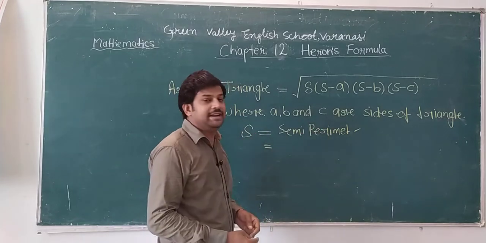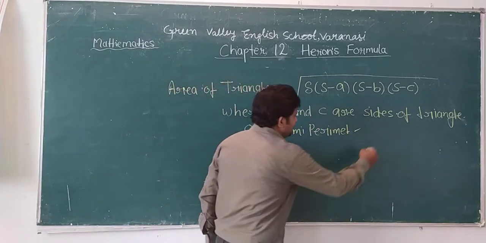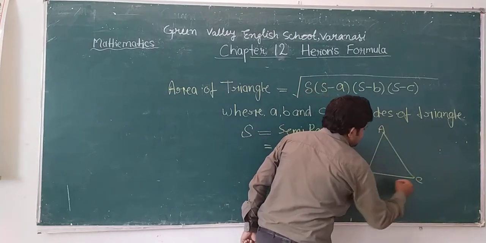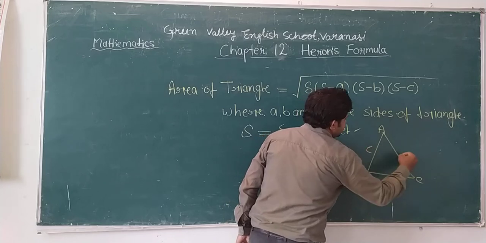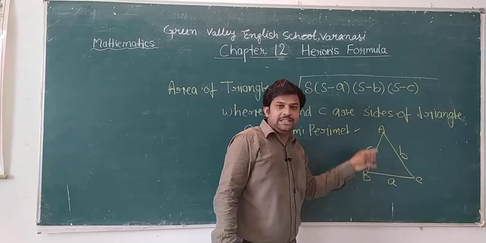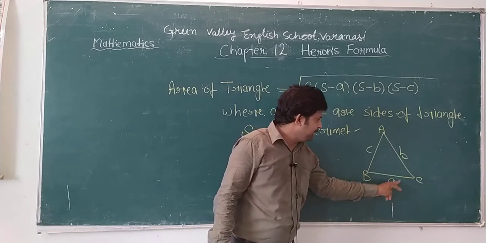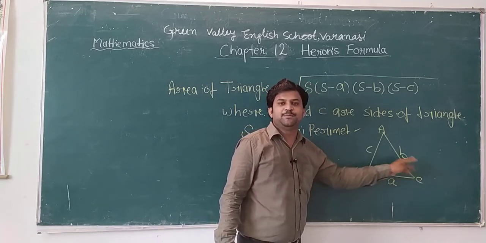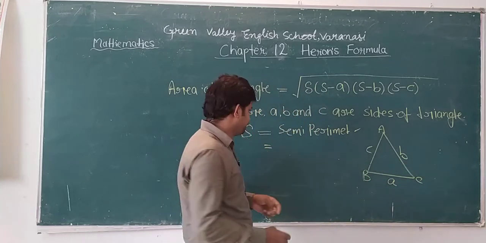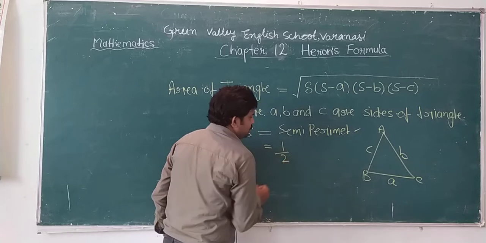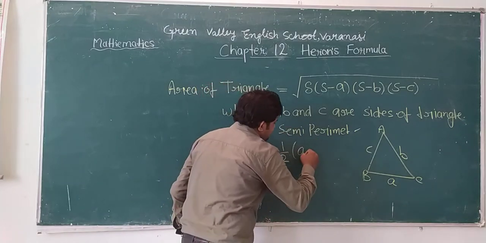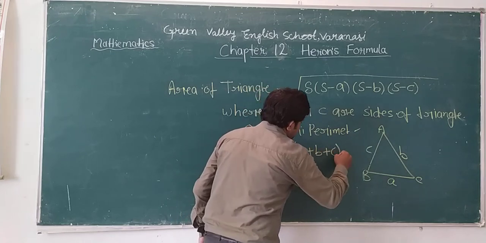And how can we find the perimeter of the triangle? Let us suppose this side is A, this side is B, and this side is C. When we find the total length of the triangle, it means A plus B plus C. A plus B plus C means perimeter. Then 1 upon 2 means semi. Perimeter means A plus B plus C.